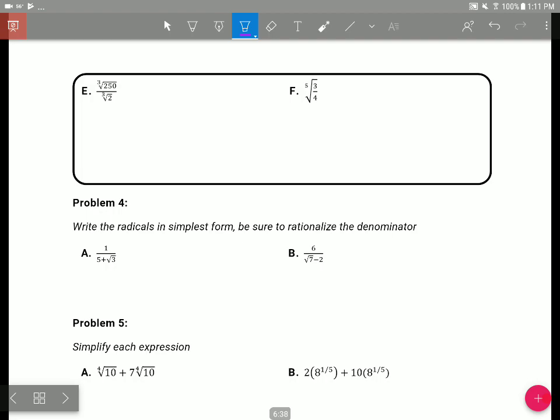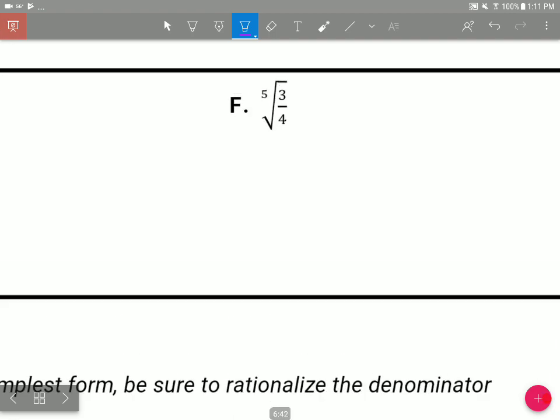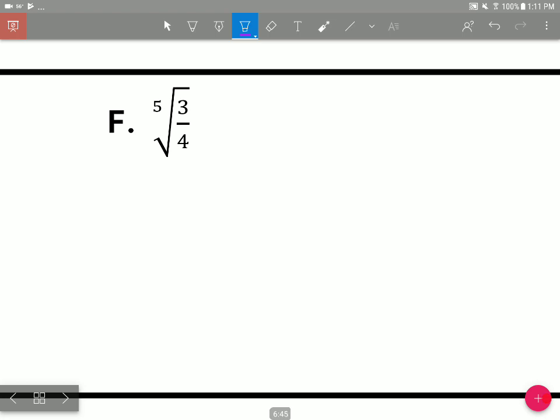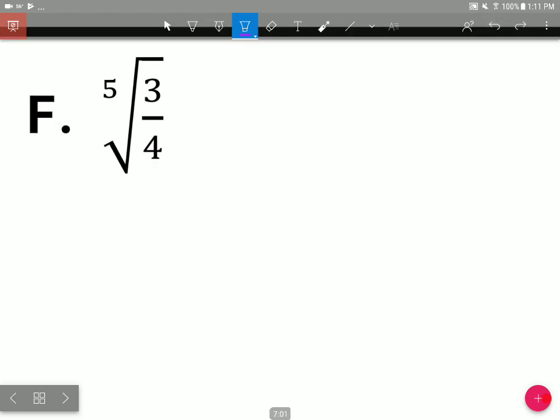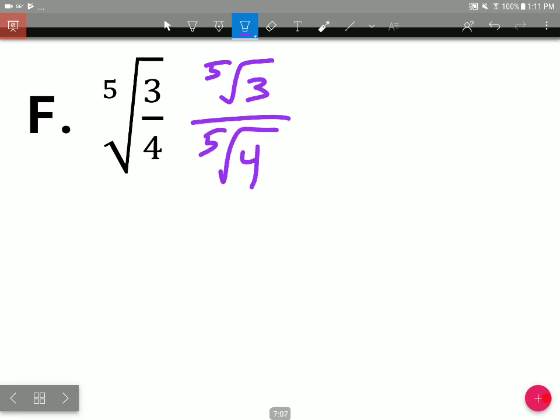I'm going to skip letter E. I want to go to letter F. Question. Is the 4 under a radical? So do I need to rationalize the denominator there? Yes. That is actually the 5th root of 3 divided by the 5th root of 4.